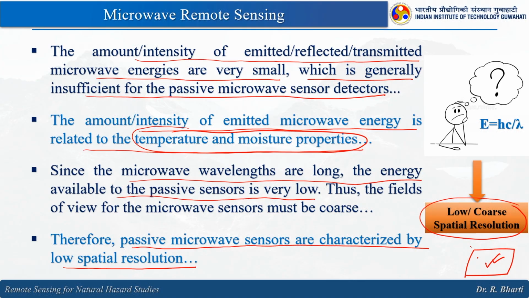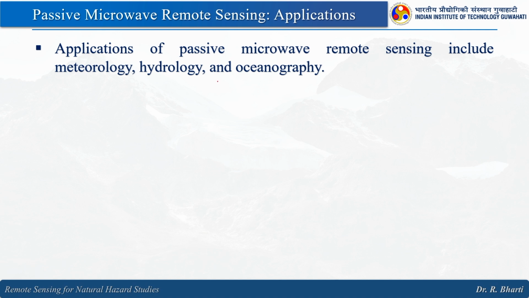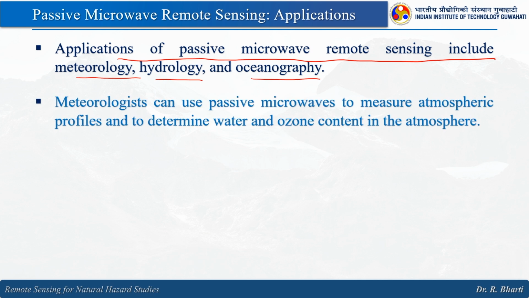The energy and wavelength relation is being used here to decide which particular size will be suitable for microwave remote sensing. Now, we will talk about the application of passive microwave remote sensing. The applications of passive microwave remote sensing include meteorology, hydrology and oceanography. So, in these areas, microwave remote sensing data sets are widely used. Meteorologists can use passive microwaves to measure atmospheric profiles and to determine water and ozone content in the atmosphere, right.